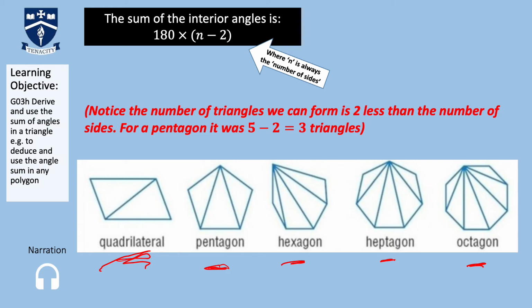Make sure you write this main formula down, this black box at the bottom, and then you can also draw these images at the bottom here, which explain why this works. So in general, the sum of interior angles in any polygon is 180 times n take away 2.